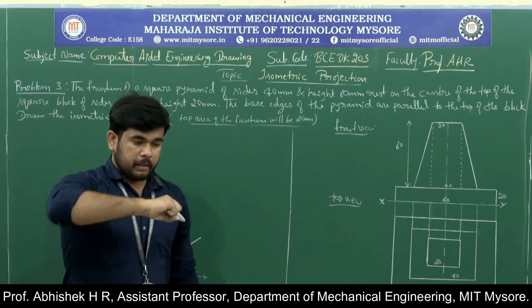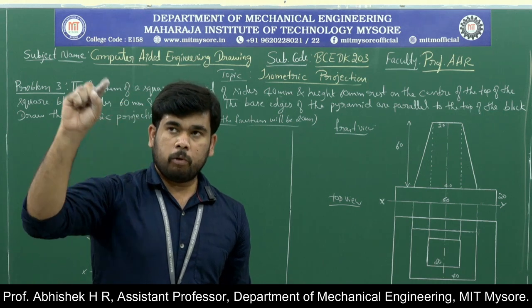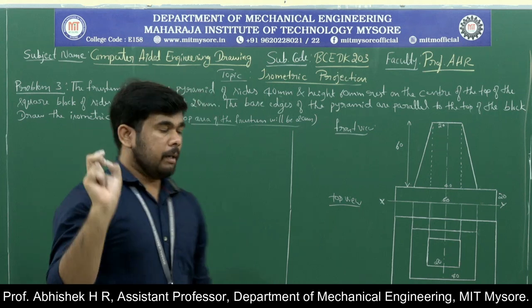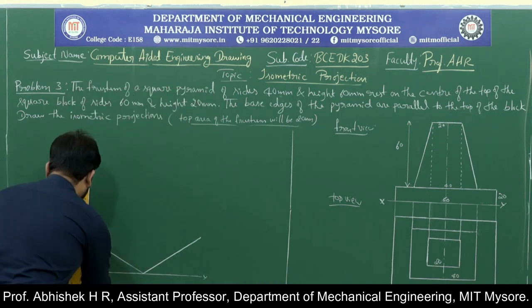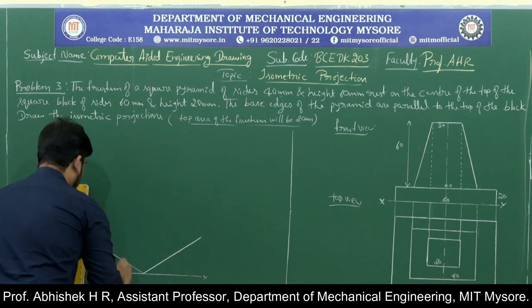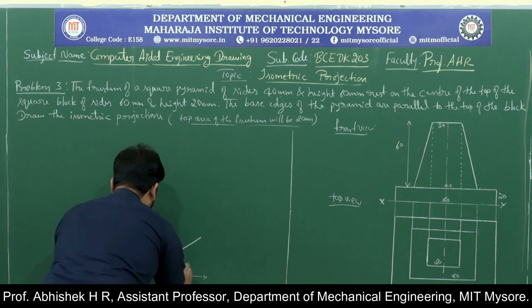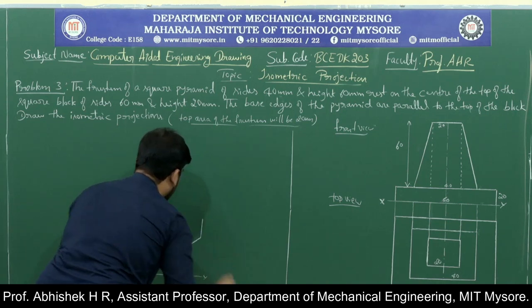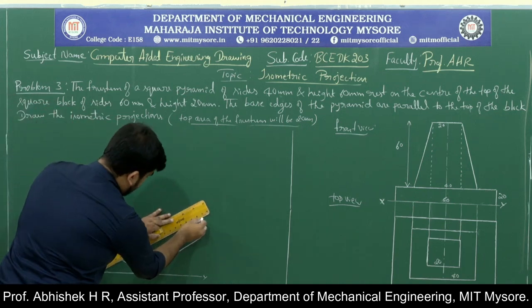In your sketchbook, 60 mm towards the right hand side means 6 boxes: 1, 2, 3, 4, 5, 6. 6 boxes will be counted as the isometric 60 mm. And what is the height here? 20 mm. Height is 20 mm. Now join this.